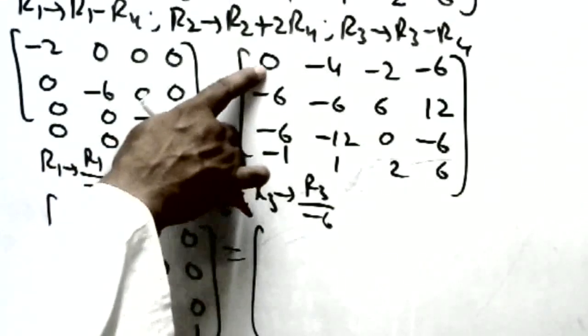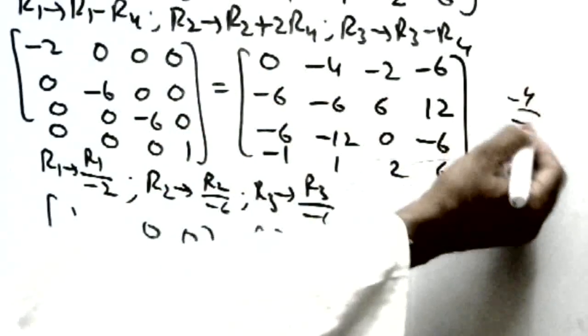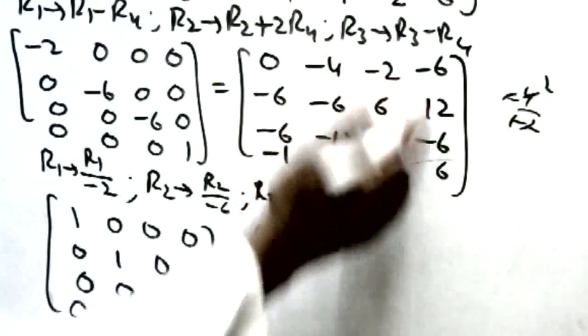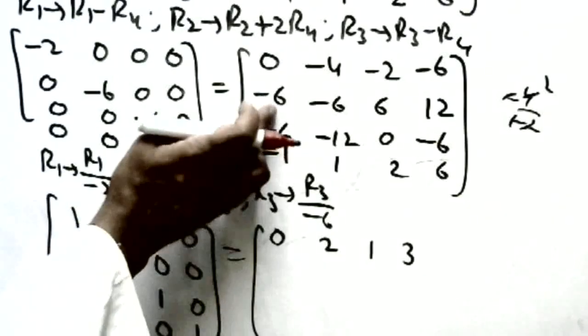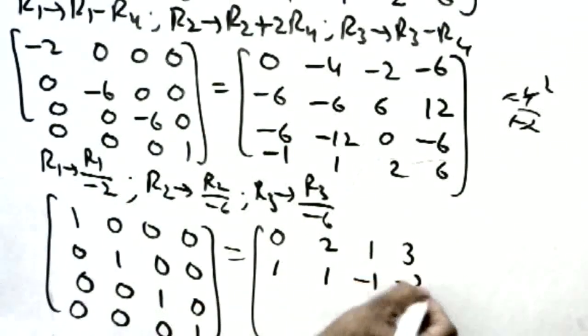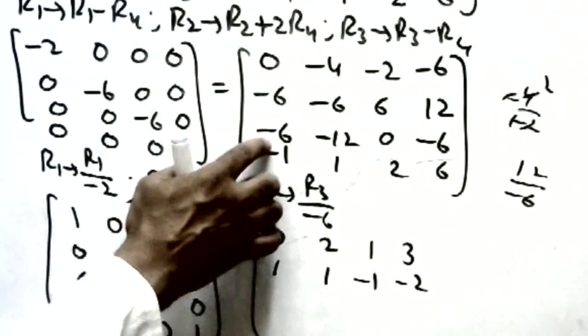Here also we have to divide the same, R1 by minus 2. If we divide by minus 2, 0 divided by any number is 0. Minus 4 by minus 2, minus and minus cancel, 2. Minus 2, if you divide, minus minus cancel, 2 ones are 2, 2 threes are 6. Now second row we are dividing by minus 6. So minus minus cancel, 1. Minus minus cancel, 1. This will be minus 1, minus 2. 12 by minus 6 is minus 2.